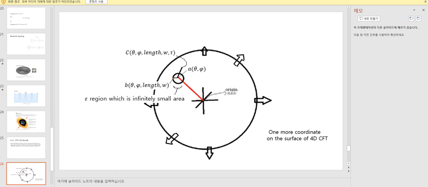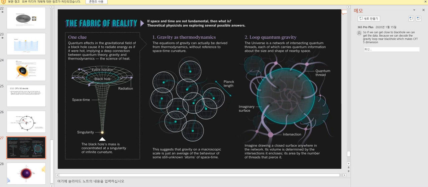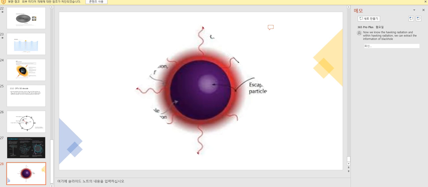One more coordinate on the surface of the 4D CFT. So if we can get close to the black hole, we can get the data, because you can decode the gravity loop near the black hole, which makes CFT 5-dimensional. Now we know Hawking radiation, and within Hawking radiation we can extract the information of the black hole. So this is Hawking radiation, the meaning of Hawking radiation.